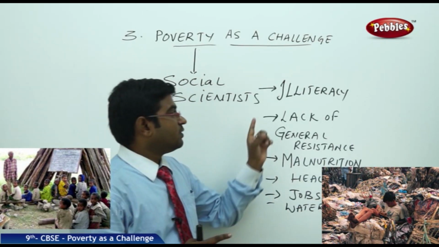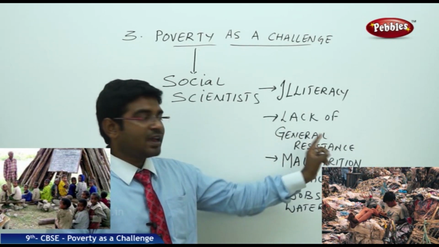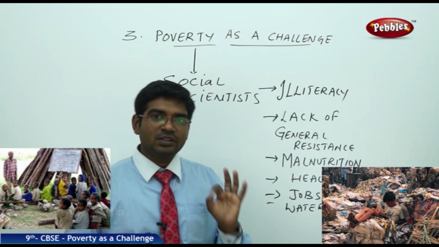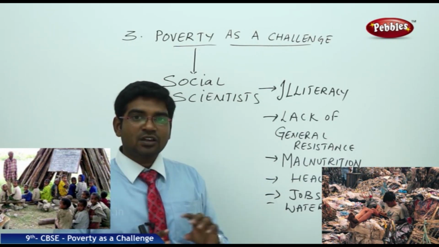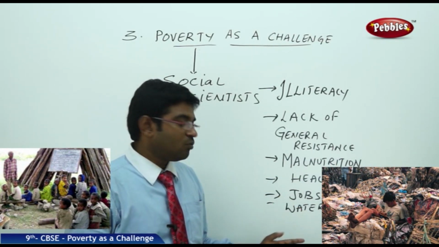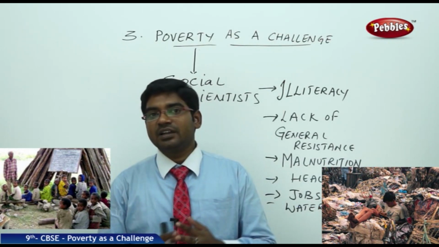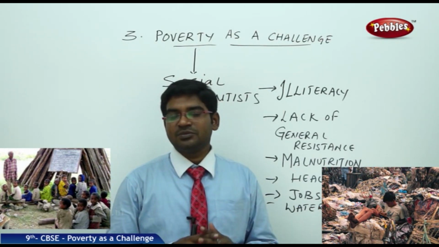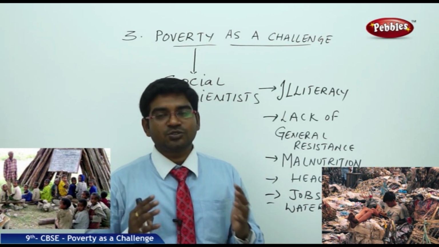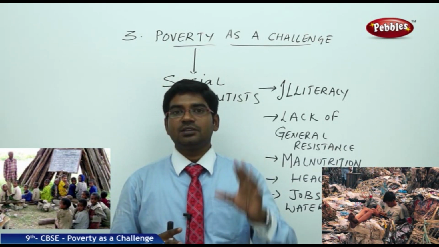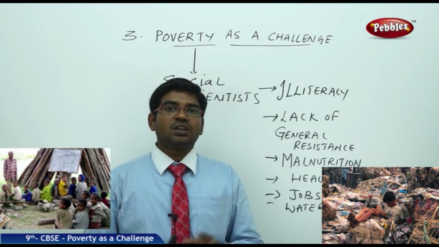Now, illiteracy, the lack of general resistance due to malnutrition, lack of healthcare facilities, lack of job opportunities, lack of water supply, and unhygienic conditions, lack of sanitation. These are all the indicators to say that this particular social group is under the poverty levels.